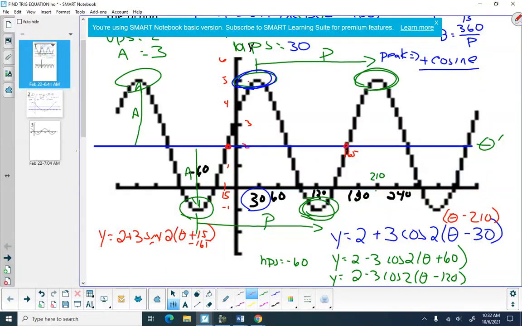That's why I say, if you go to a peak, it's always going to be a positive cosine. And that's easier in the brain. I just remember to use a peak and a positive cosine.